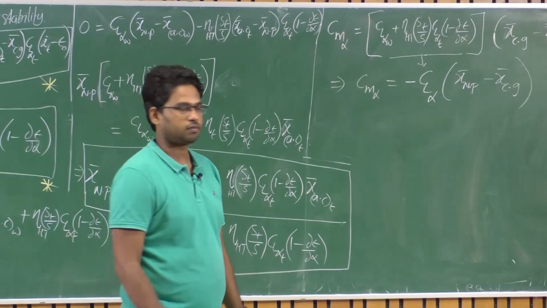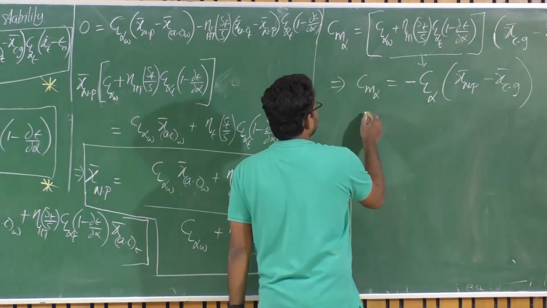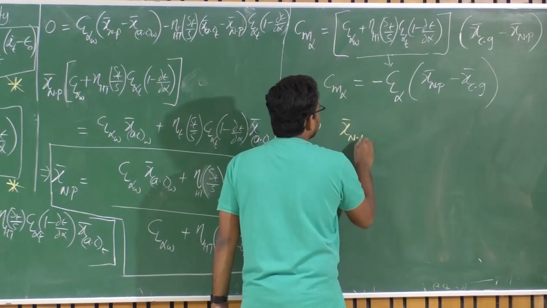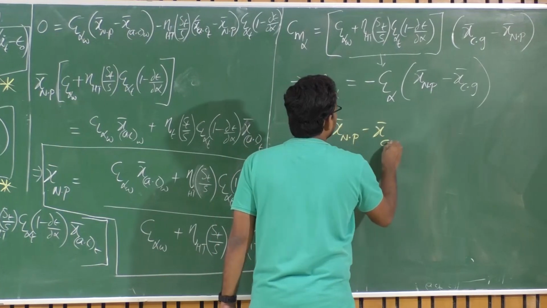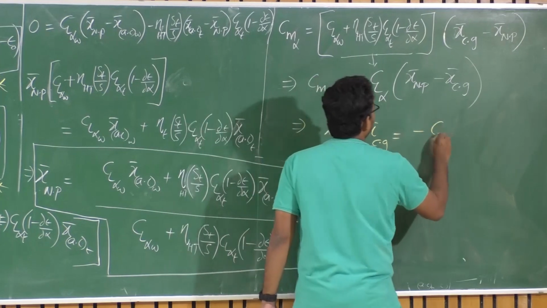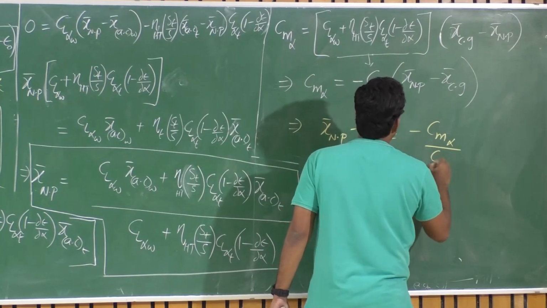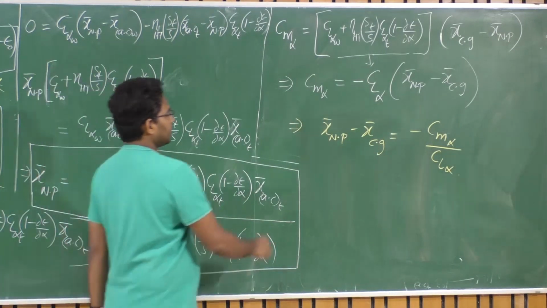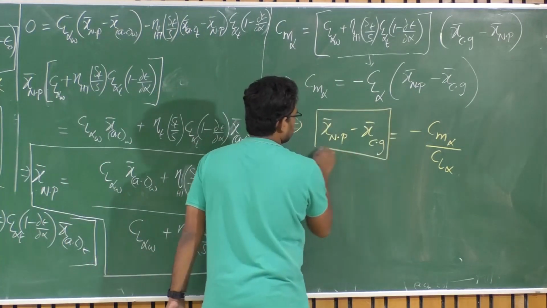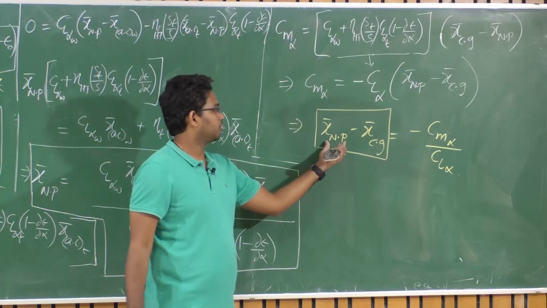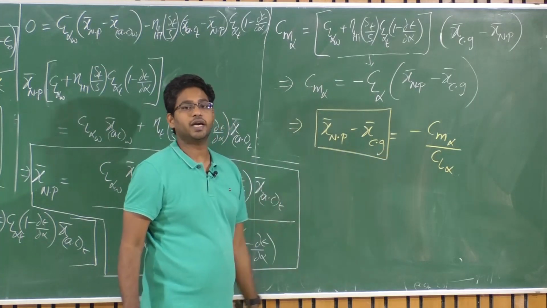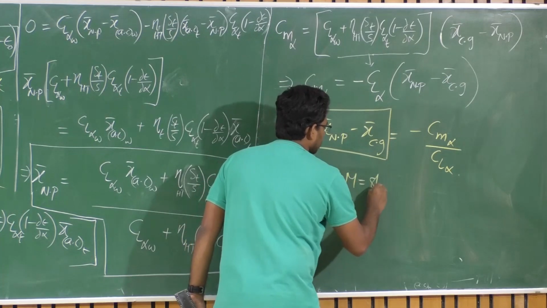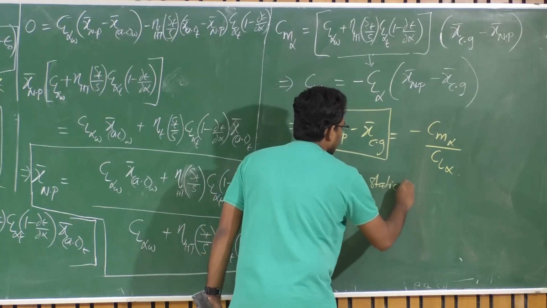So this is the thing. This particular thing, x bar NP minus x bar CG, is equal to minus Cm alpha upon Cl alpha of the entire aircraft. This distance between the neutral point and the center of gravity is called static margin, right? Static margin, Sm is static margin.